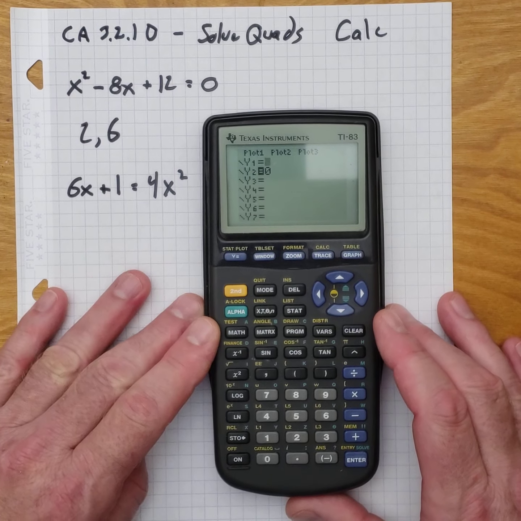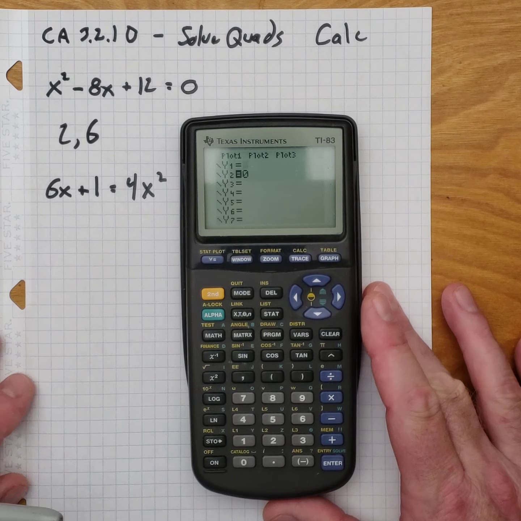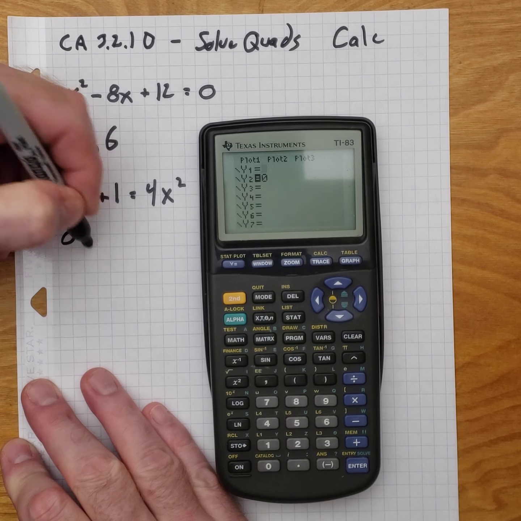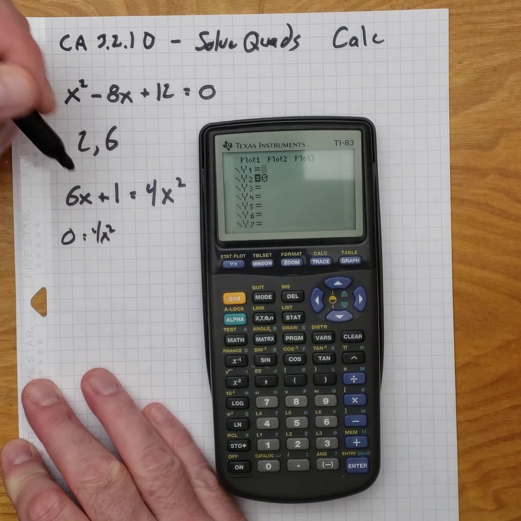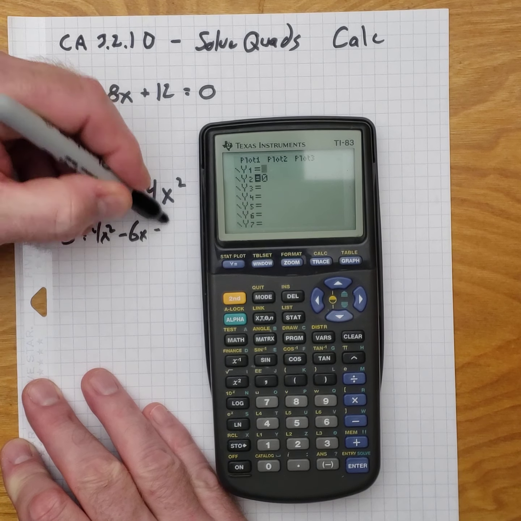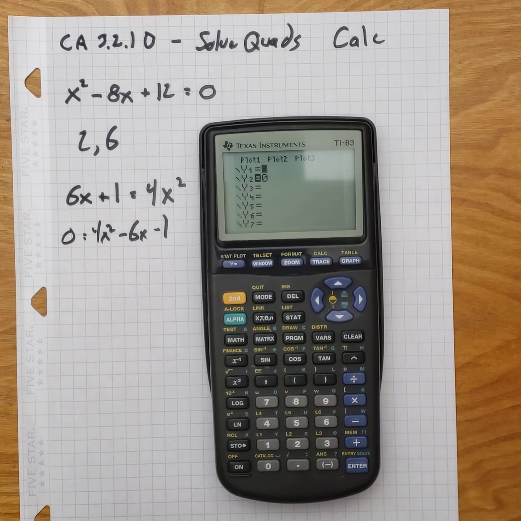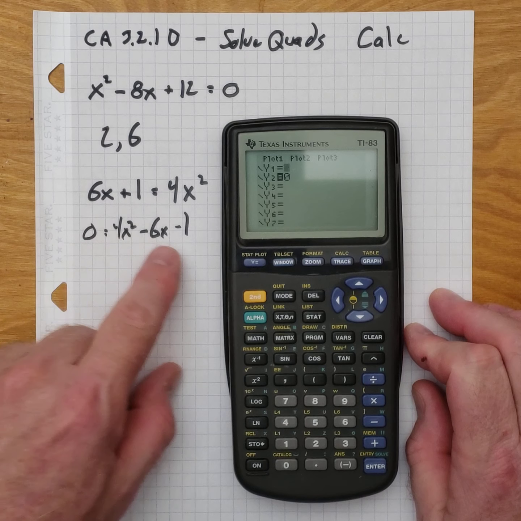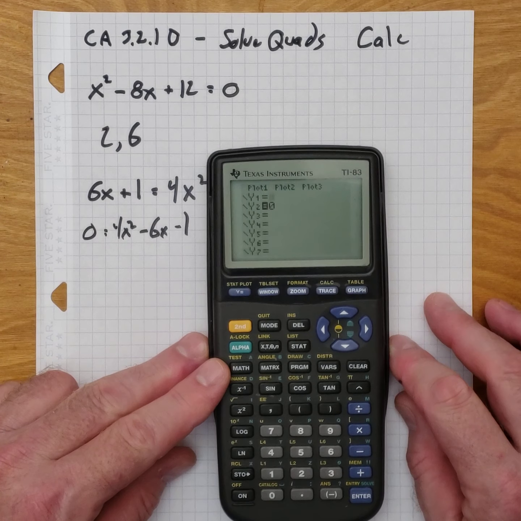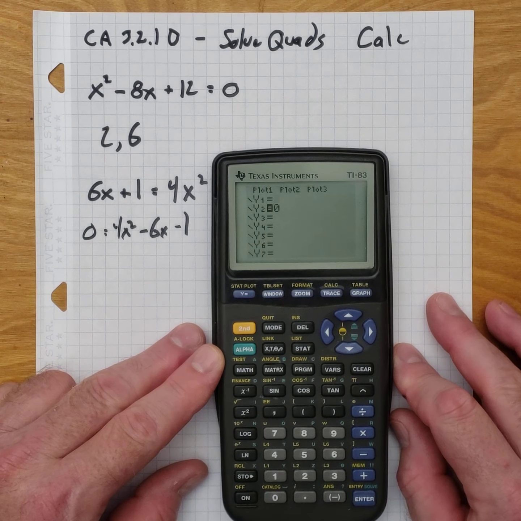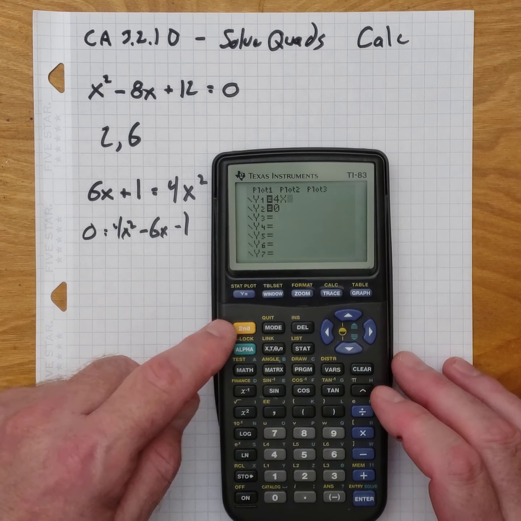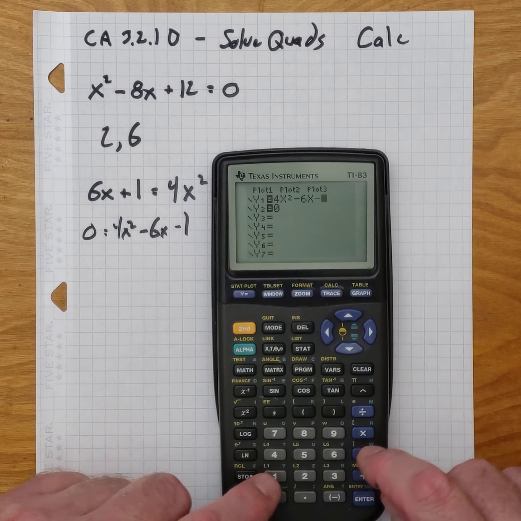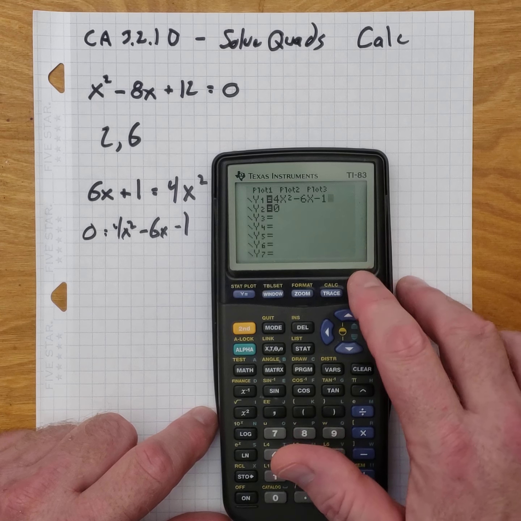We got 6x plus 1 equals 4x squared. I want to rewrite that a little bit. 0 equals 4x squared, subtract 6x from both sides, subtract 1 from both sides. So now, there we go. It doesn't matter which side has the 0 as long as our equation is set equal to 0. 4x squared minus 6x minus 1. And then go to graph.